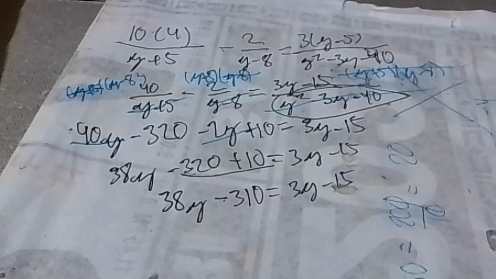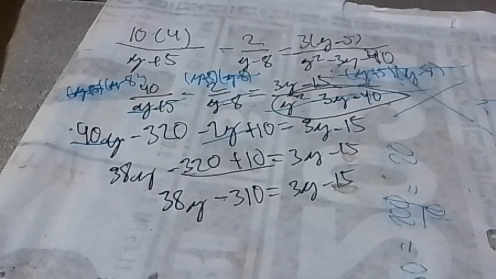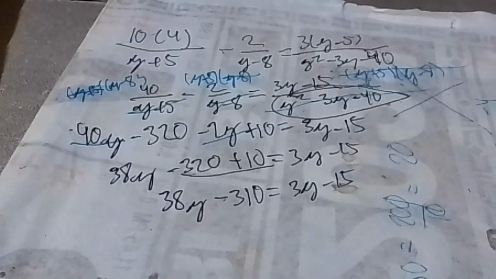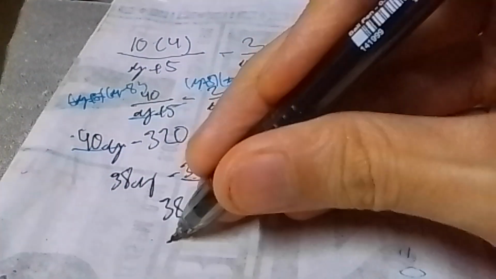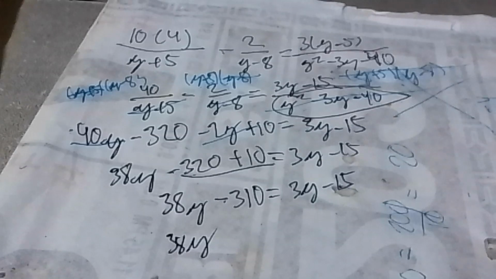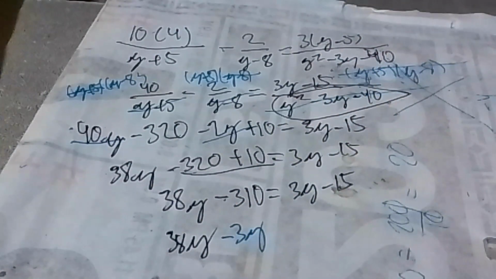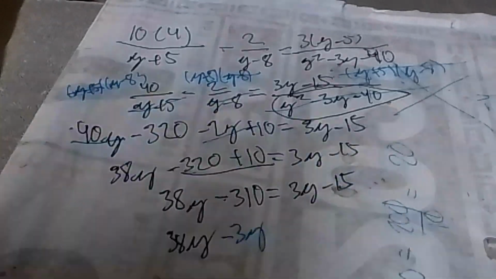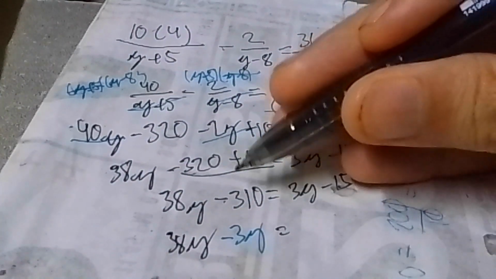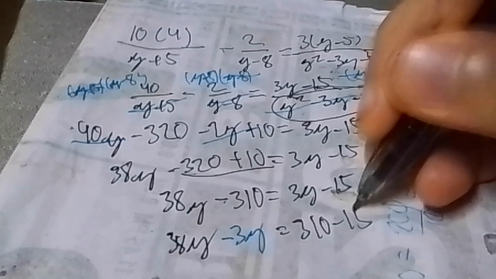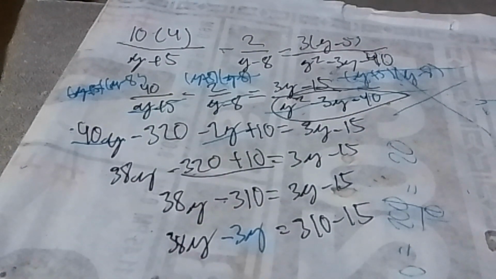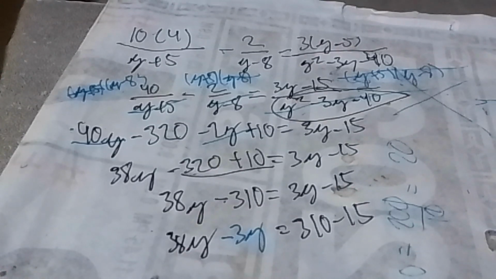Now we have a variable on both sides of the equation. So what we do now, interchange them both. Bring 3y to the other side, we have 38y minus 3y. If it's positive on the right, if you shift it to the left, it becomes negative. At the same time, the 310, if it's negative, we have to make that positive. So we have 310 minus 15. Right? Wait.